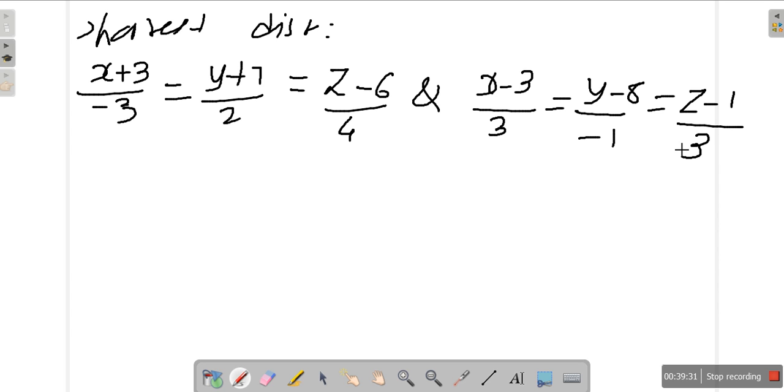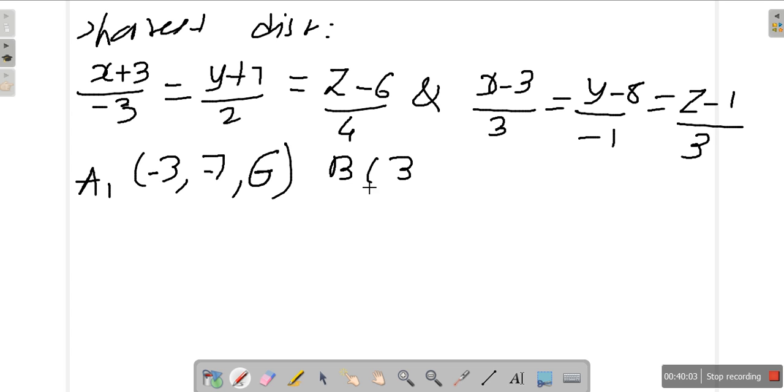Now please see the parallel lines. Minus 3, 2, 4 is along one line, 3, minus 1, 3 is along second line. They are not parallel because they are not proportional. So let us write down now what is a1, a2, b1 and b2. What is a1 here? Minus 3, minus 7 and 6. You know x minus x1 is 3, so minus 3, minus 7, 6.